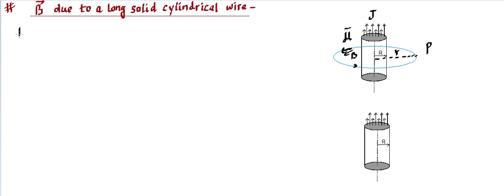So we will be finding the field inside and outside. Let's first find the field outside this cylindrical wire. When we say outside, we basically mean that small r is bigger than capital R. And as per Ampere's law, we are going to write B dot dl.